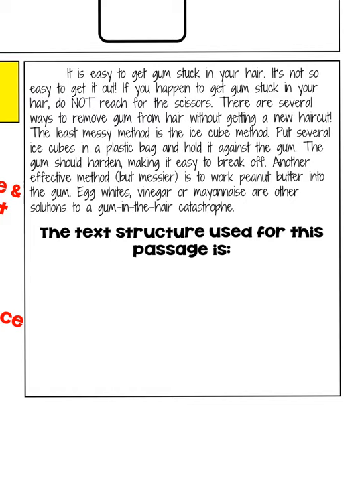The least messy method is the ice cube method. Put several ice cubes in a plastic bag and hold it against the gum. The gum should harden, making it easy to break off. Another effective method, but messier, is to work peanut butter into the gum. Egg whites, vinegar, or mayonnaise are other solutions to a gum in the hair catastrophe. What text structure do you think is being used for this passage? The text structure being used here is problem and solution.